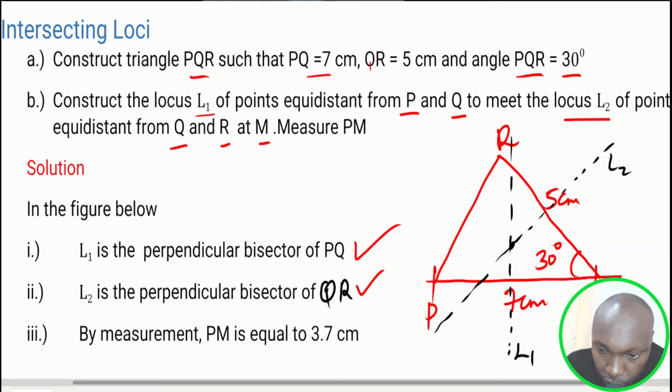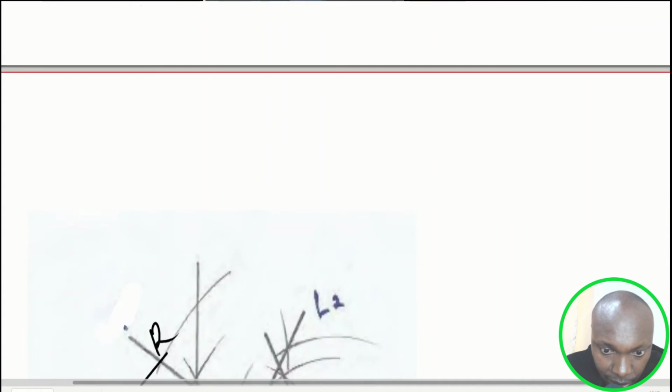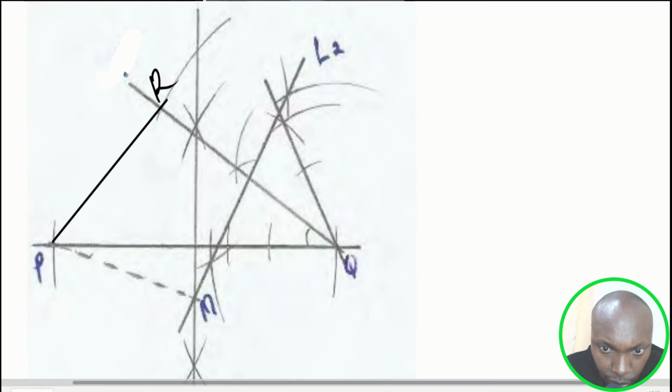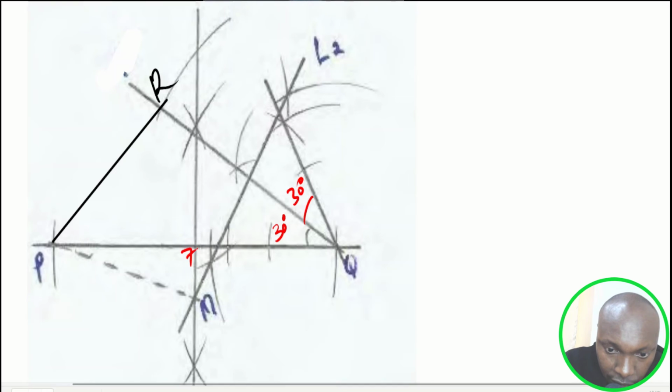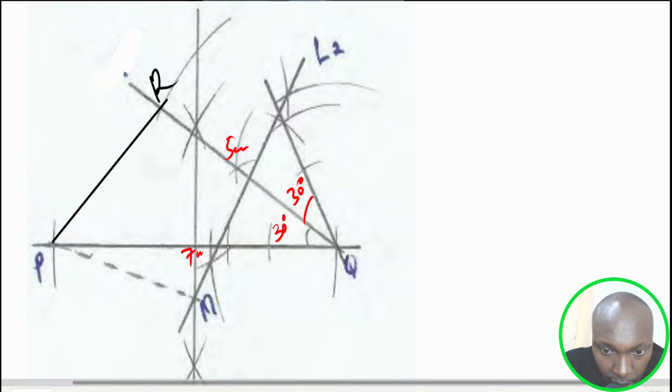Then let's go to, because this one hasn't been done, the answer is there. So you're supposed to do this one accurately, and I've done it down here. It is here. So after constructing the triangle PQR, this is what I got. I started by constructing 60 at Q. So this one is 30 and this one is 30, then bisecting 60 to get 30. Then this one is 7 centimeters. This one is 5 centimeters. So after constructing the locus of point L1 equidistant from P and Q, this is the locus L1, the perpendicular bisector.